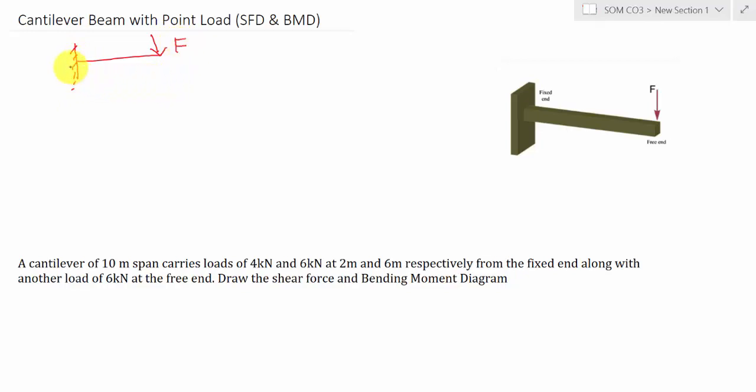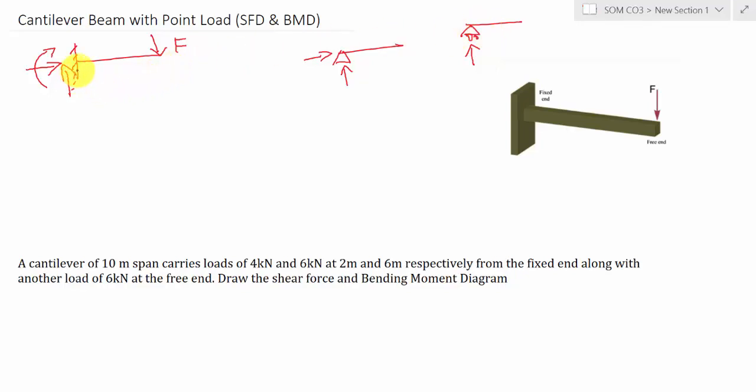When it is fixed at the left end, it is subjected to an upward reaction force, a horizontal reaction force and a moment. We know that if it is fixed, it is subjected to two reaction forces and a moment. If it is hinge supported, it is subjected to a horizontal reaction and a vertical reaction, and there will be no moment. If it is roller supported, it has only the vertical reaction and no horizontal reaction.